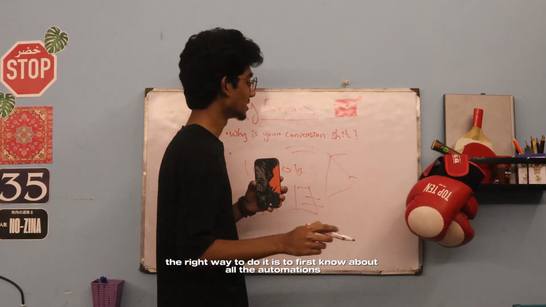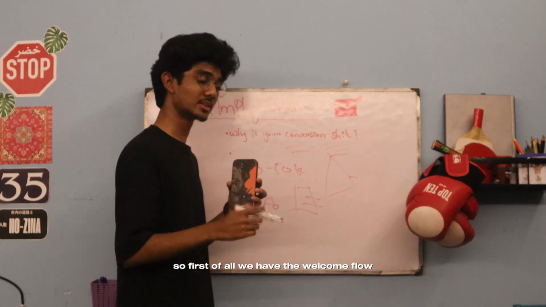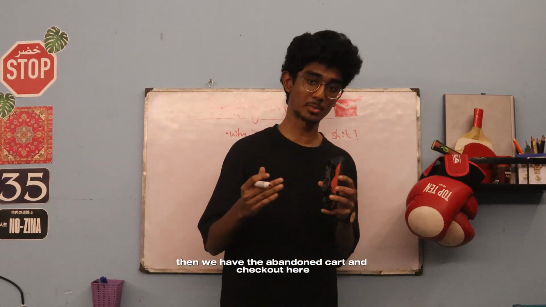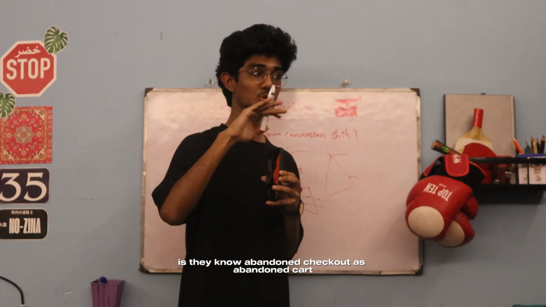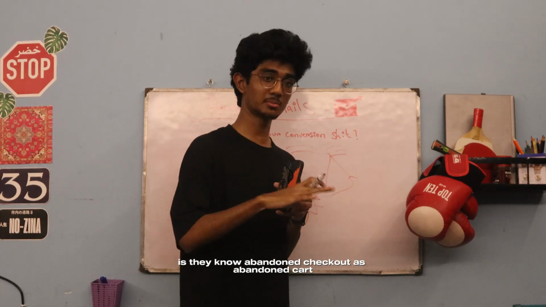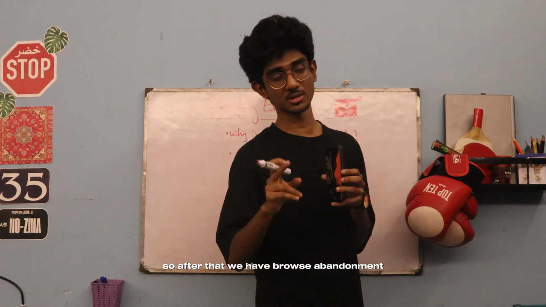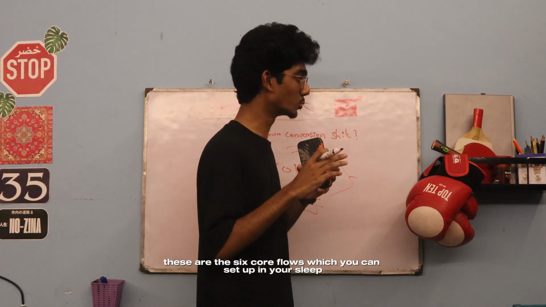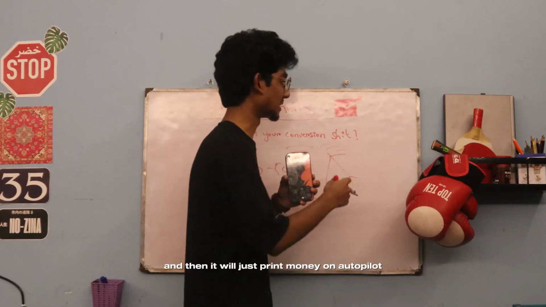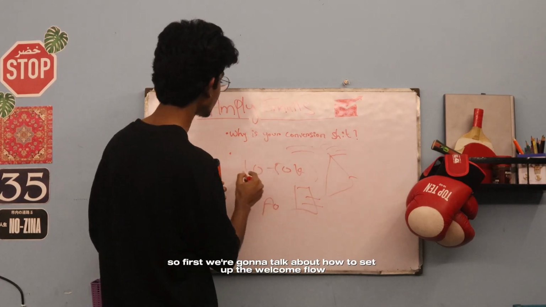The right way to do it is to first know about all the automations. So first of all, we have the welcome flow, then we have the abandoned cart and checkout. Here, most people make their second mistake: they know abandoned checkout as abandoned cart, but those two are totally different stuff. So after that, we have browse abandonment, site abandonment, and post purchase. These are the 6 core flows which you can set up in your sleep and then it will just print money on autopilot. So first, we're gonna talk about how to set up the welcome flow.